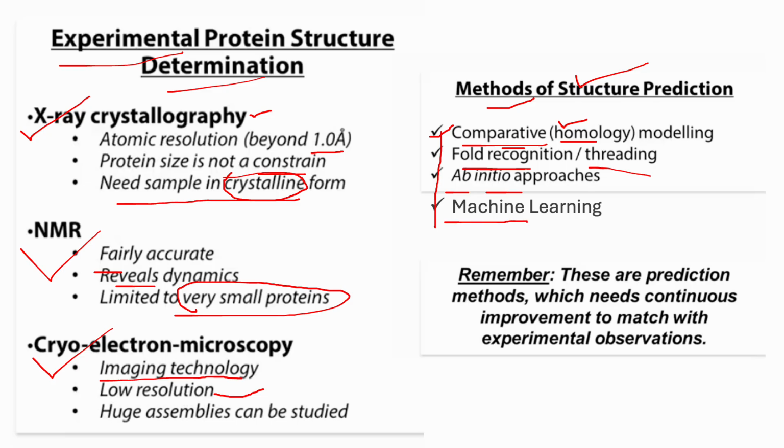What about machine learning? Machine learning is AI based and widely used. It uses a vast data set, and the popular machine learning methods for protein prediction are AlphaFold and also RoseTTAFold. These are very common for predicting using machine learning. But remember, these are predicted methods, and they must be confirmed with experimentation before using them.